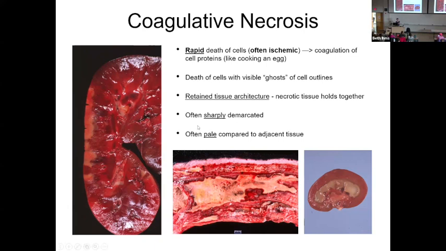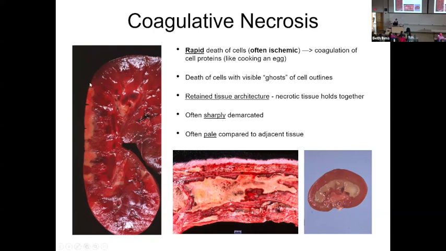These are often extremely sharply demarcated. So this lesion that we talked about earlier in the cow muscle is very, very well demarcated. And they're often very pale because they're induced by ischemia, which is cutting off blood flow. These lesions don't have blood in them. So this is pale necrosis, usually if it's ischemic and coagulative.